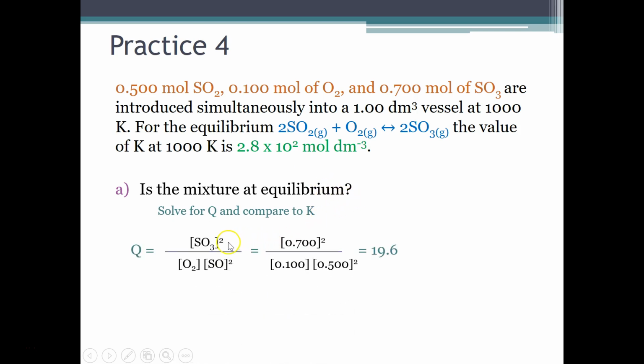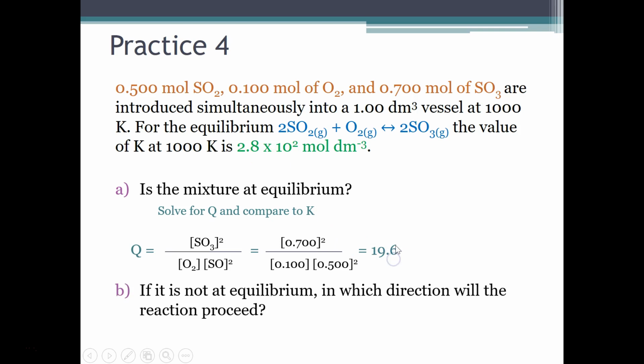So when I write the Q expression and plug in the numbers, I get a Q value of 19.6. So no, we are not at equilibrium because 19.6 is not the same number as 280. So now the question becomes, if it's not at equilibrium, which direction will the reaction need to proceed? Well, 19.6 is a much lower number than 280. So to increase this number to get to K, we have to increase the size of the numerator to make a larger number. That means that the reaction will have to shift toward the product side of the reaction.